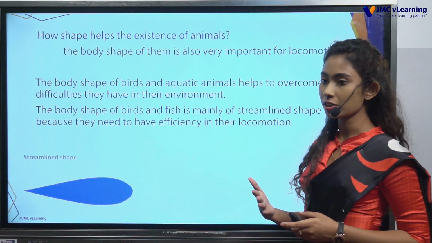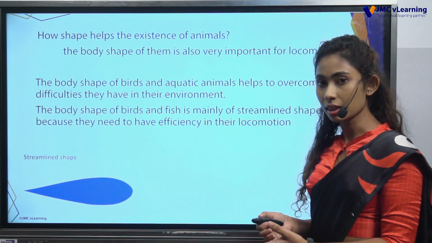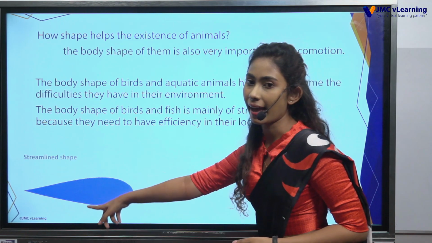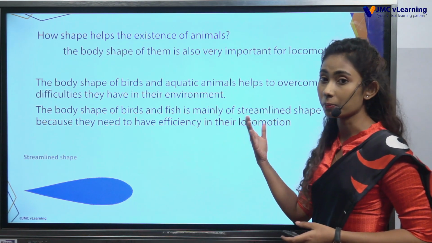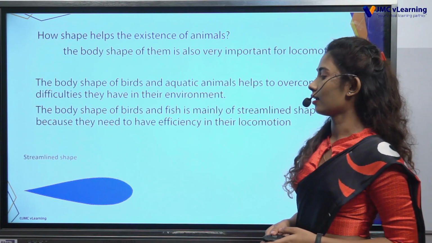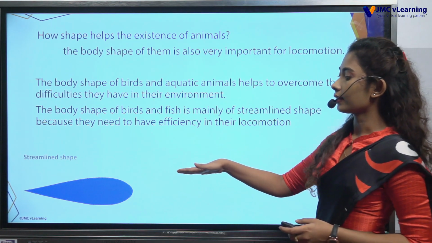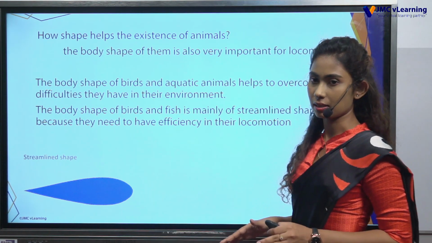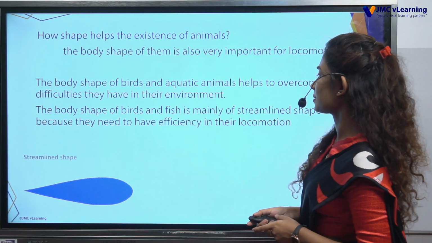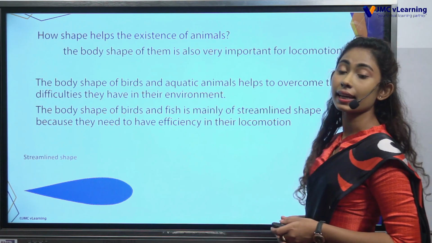Normally fish live in water, so when they move, they want to cut through the water. That is why they have that shape. When we talk about birds, when they move, they also want to cut through the air. So they also have that shape. That shape also helps to balance in the water and the air. The body shape of birds and fish is mainly streamlined because they need efficiency in their locomotion.